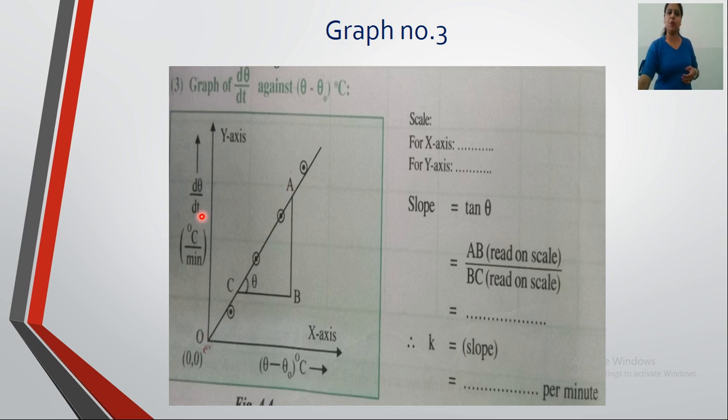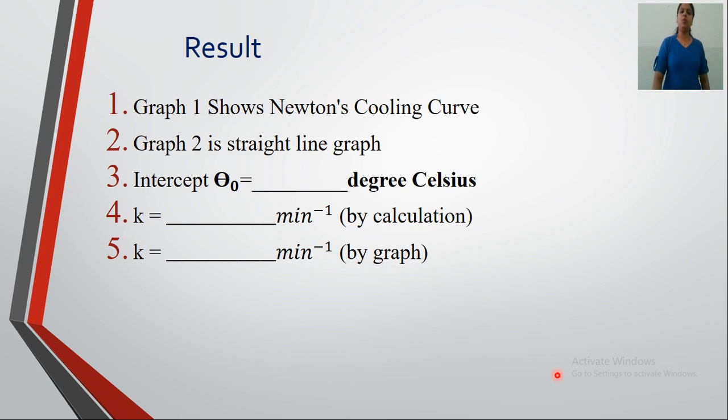That means the rate of fall of temperature is directly proportional to the excess of temperature, which is nothing but theta minus theta 0. So this is graph number 3, and this is the formula to find out the graph slope. Now what can you conclude from this experiment?